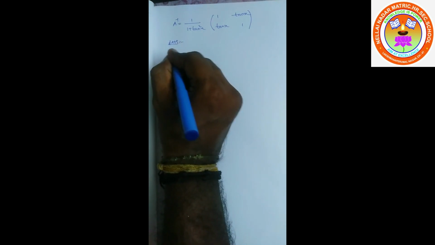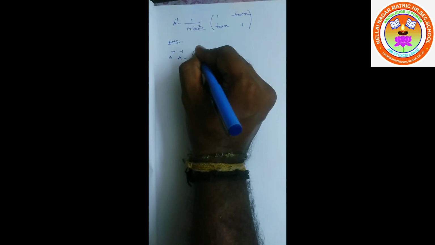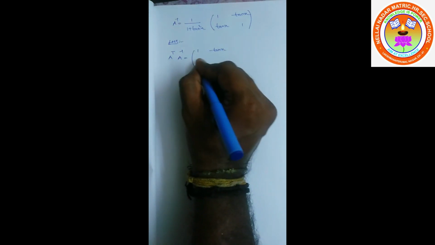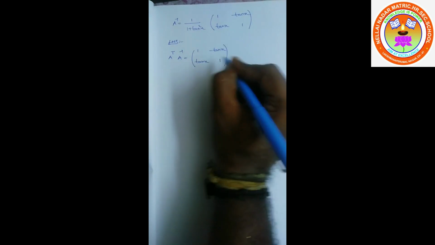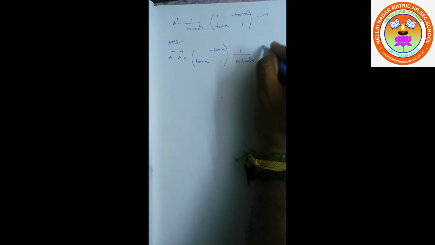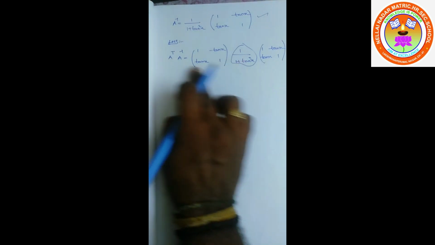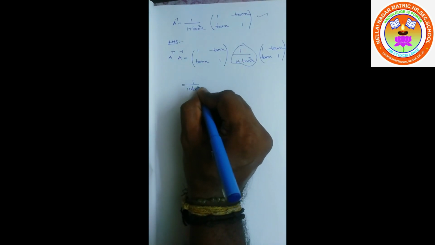Now taking LHS. LHS is A transpose into A inverse. The A transpose is [1, minus tan x; tan x, 1]. A inverse is this one, 1 divided by 1 plus tan square x, into [1, minus tan x; tan x, 1]. This 1 divided by 1 plus tan square x I will keep separately. So I am going to multiply this row and this column.